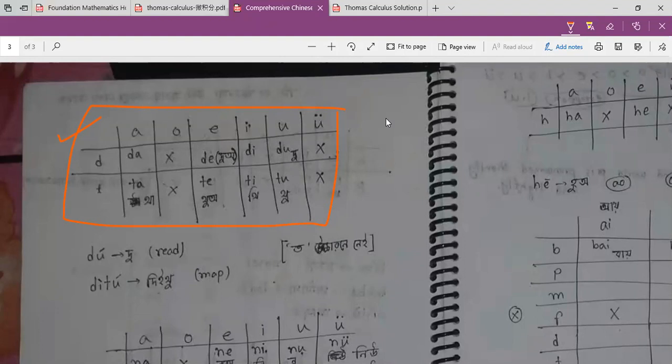Okay, so it's between D and T, right? Somewhere around there. The T. It's Du. And the second one is ta.